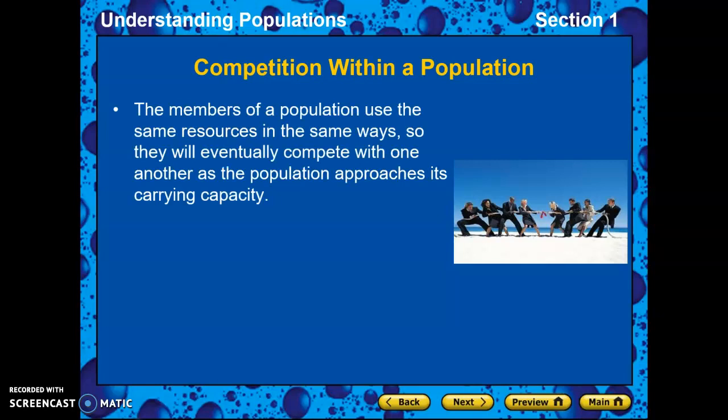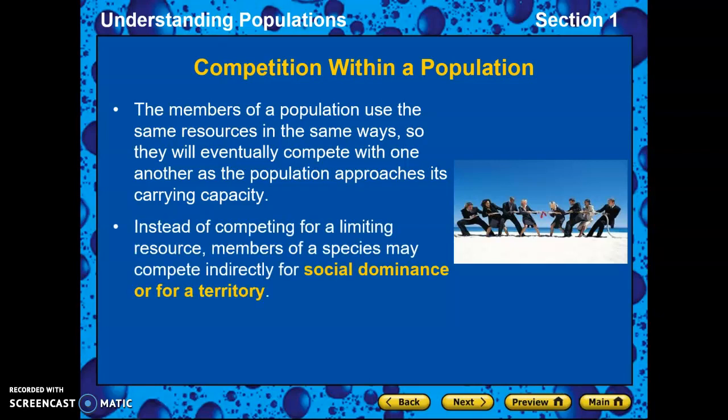There's also competition within a population. The members of the population use the same resources in the same way, so they have to compete to get to those resources. So instead of competing for a limited resource, members of the species compete indirectly for social dominance or for territory. Social dominance is very big in the animal kingdom.